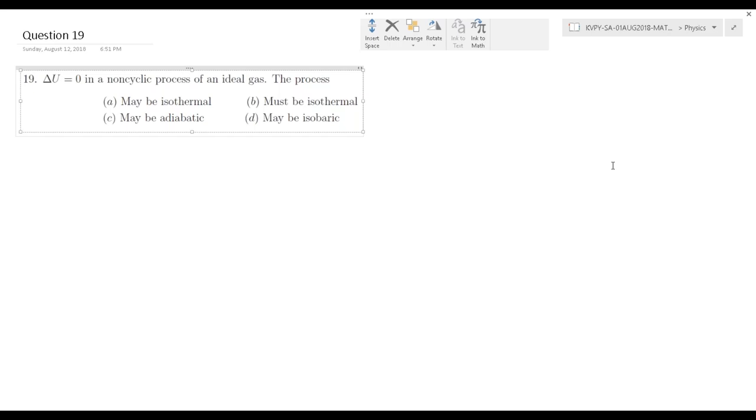So we cannot say that it must be an isothermal process. So the process may be an isothermal process, hence the correct option is A. Here we get the correct option as A, which is that it may be an isothermal process.